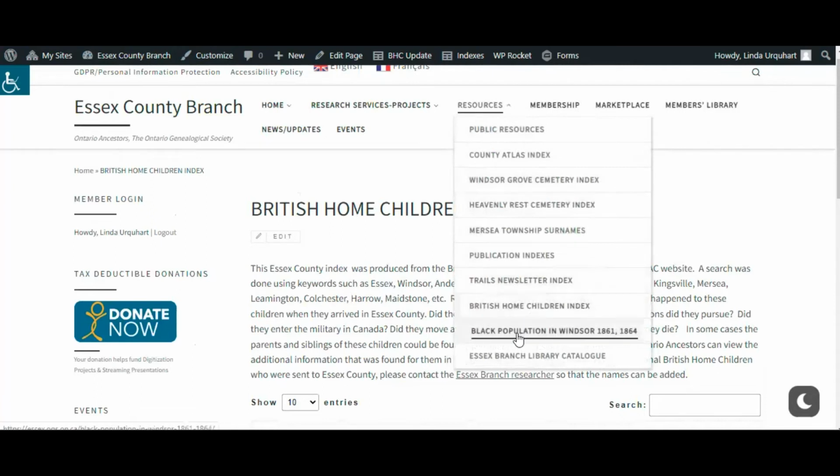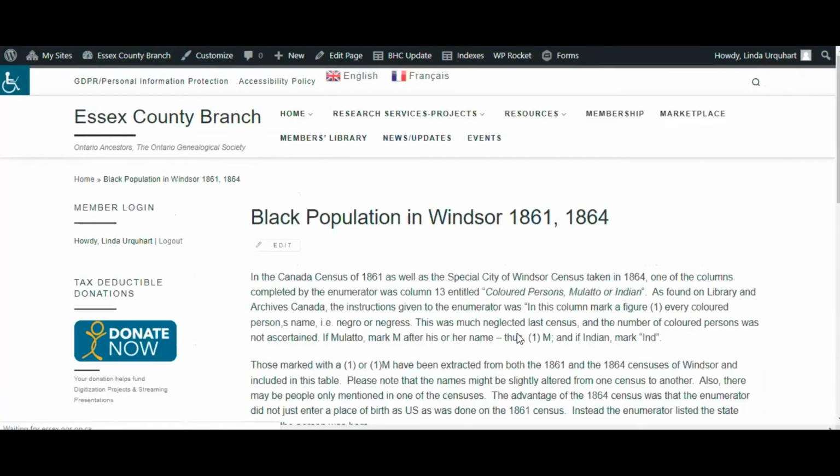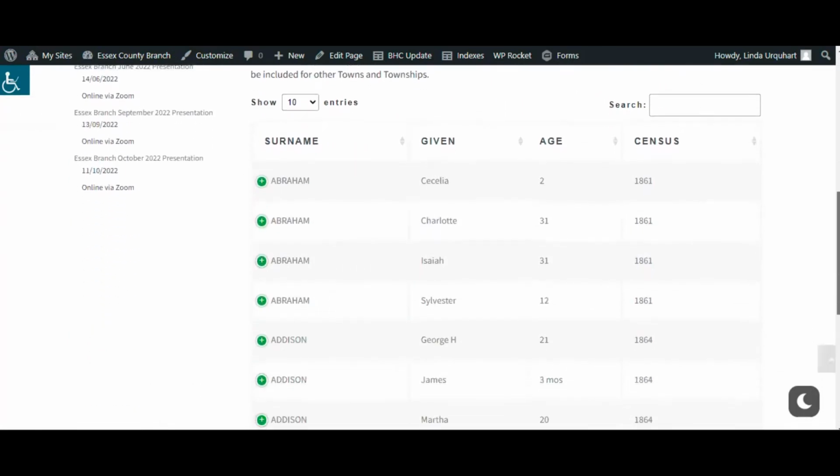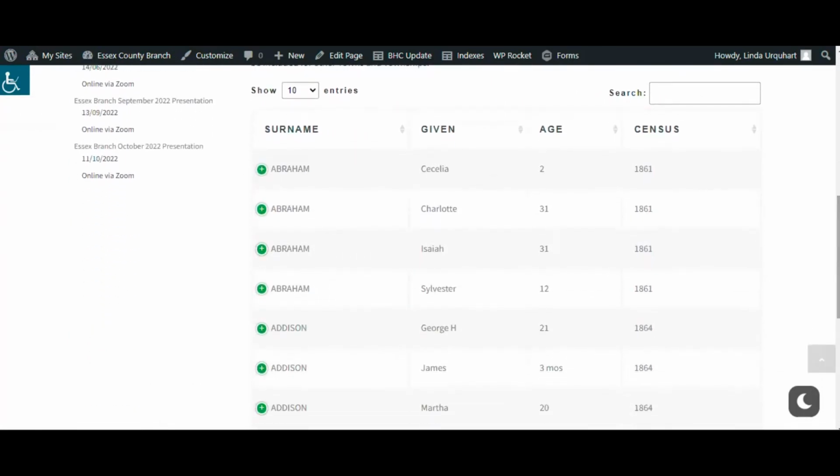The next one is Black population in Windsor from the 1861 and 1864 censuses. The 1861 census was Canadian-wide, but the 1864 census is just Windsor. So this gives you the names of the people identified with Black ancestry in those censuses.